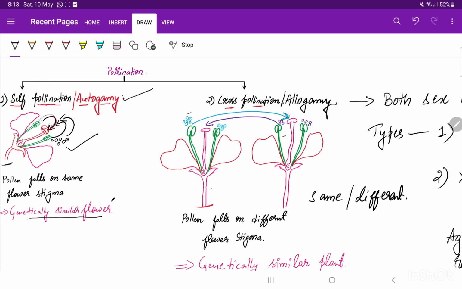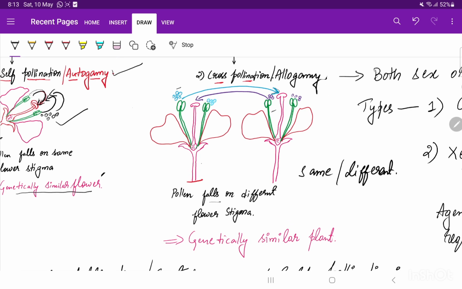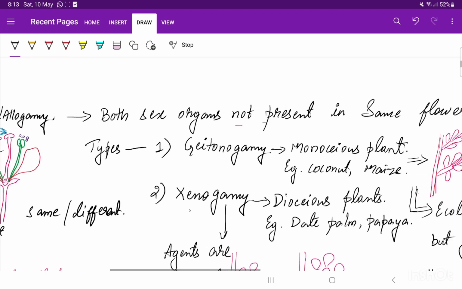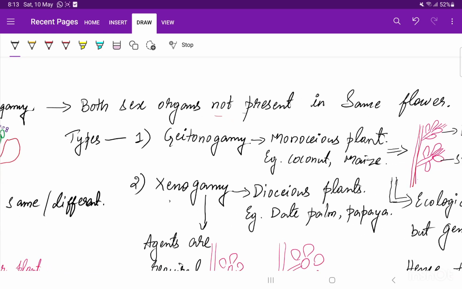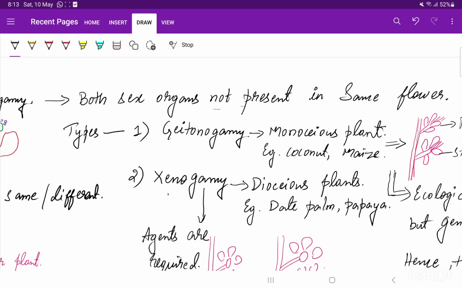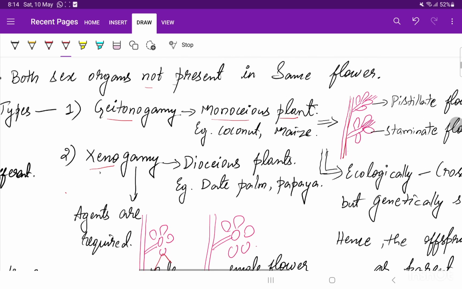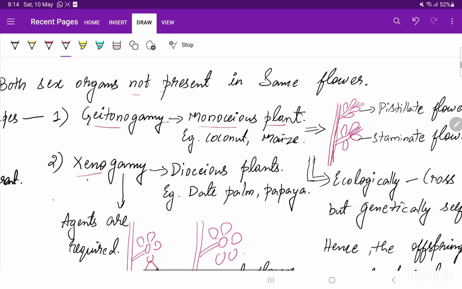But in cross pollination or allogamy, the pollen falls on a different flower, which is genetically different, but the same plant may be similar. So on this basis, both the sexes may be present on the same flower, or both the sexes can be present on the same plant or not. On this basis there are two types, geitonogamy and xenogamy. Geitonogamy has a monoecious plant where one plant is having either pistillate flower or staminate flower.